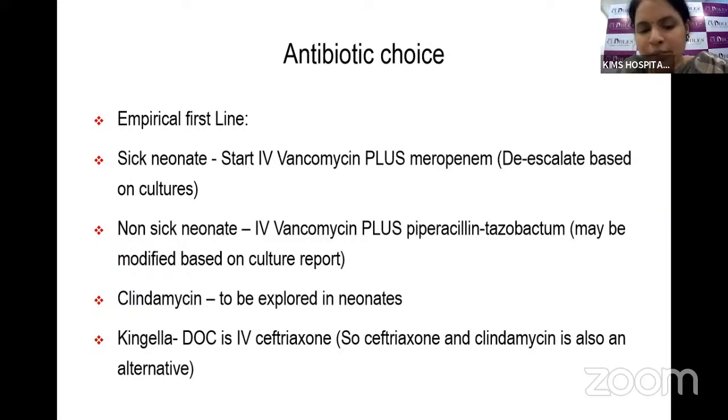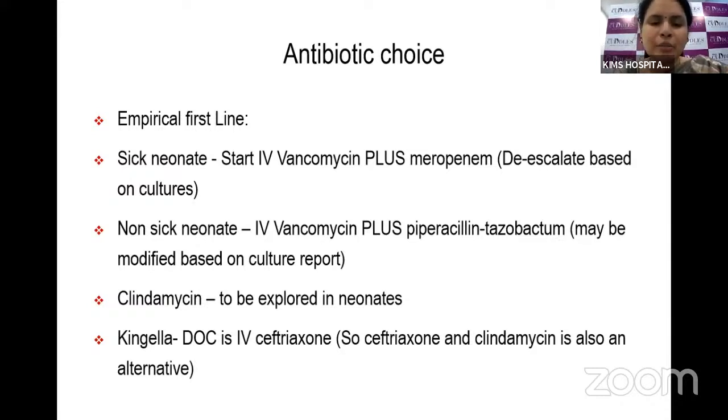We have used clindamycin in some neonates with bone and joint infection, and it generally works reasonably well, and not many side effects have been reported. And now, in the particular context of Kingella, which was found in the South Indian series to be the most common gram-negative bacterial isolate in septic arthritis, the drug that works very well is IV ceftriaxone. So a ceftriaxone clindamycin combination is also something that could be considered if the profile of septic arthritis in our unit is similar to what was reported in South India.